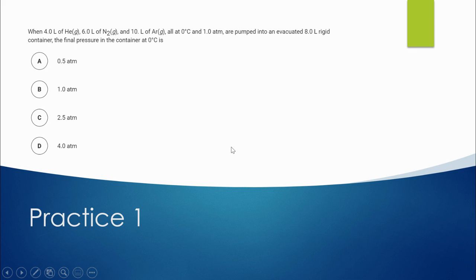Okay, so we have a lot of information here. We know that we have 4 liters of helium, and it's at 1 atm because everything's at 1 atm. The temperature is not changing, so we don't need to worry about that. We're really focusing on volume and pressure. We know that we have 6 liters of nitrogen. I wrote neon, I apologize, that's nitrogen, and at 1 atm. And then we have 10 liters of argon at 1 atm.